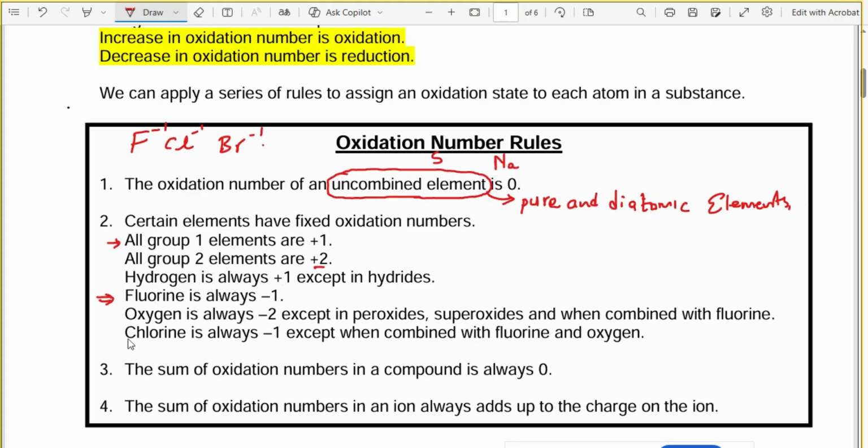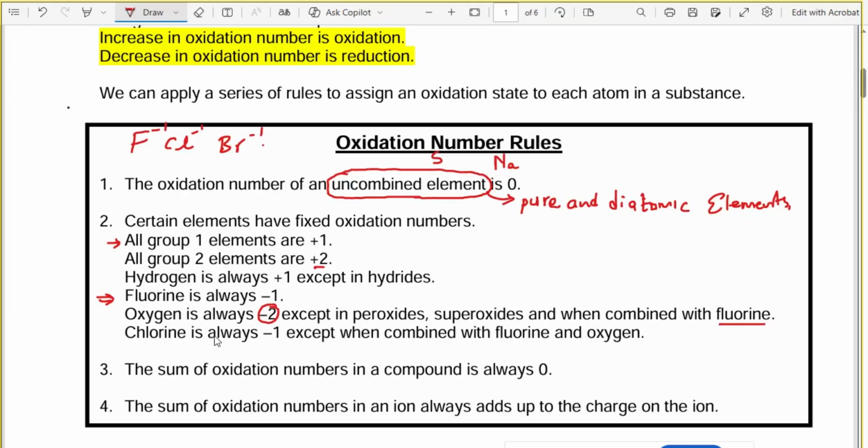Now oxygen is always -2, except in peroxides and when combined with fluorine. So if I give you an oxygen that is combined with fluorine, it won't be -2. But otherwise, oxygen is always -2. I know that most of these rules will make sense when we do examples.